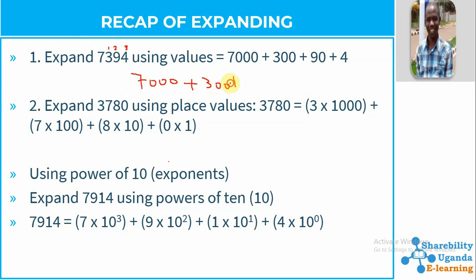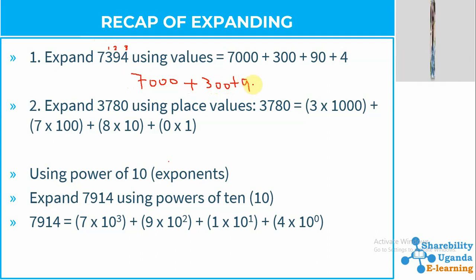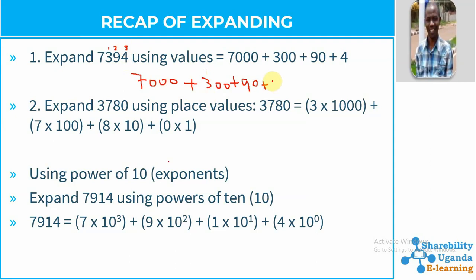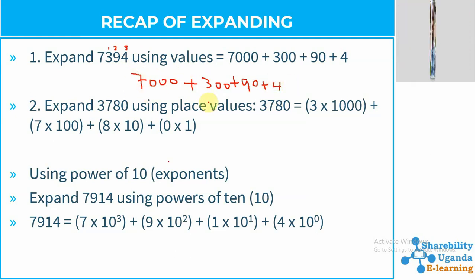So this is going to be 300. Then you also add our 9, which is in tens. That means we say 9 times 10, and our 10 has only 1, 0. Then we have our 4, which is in ones. So if we say 4 times 1, then we shall get our 4. In this form, we shall have expanded the number using values.